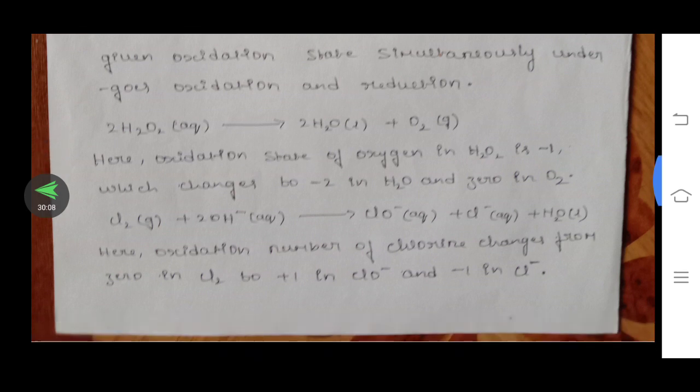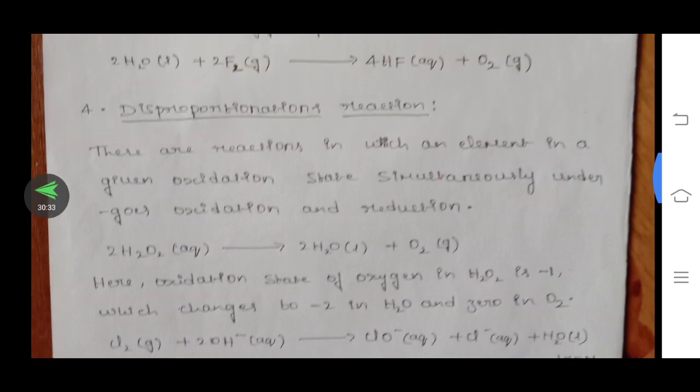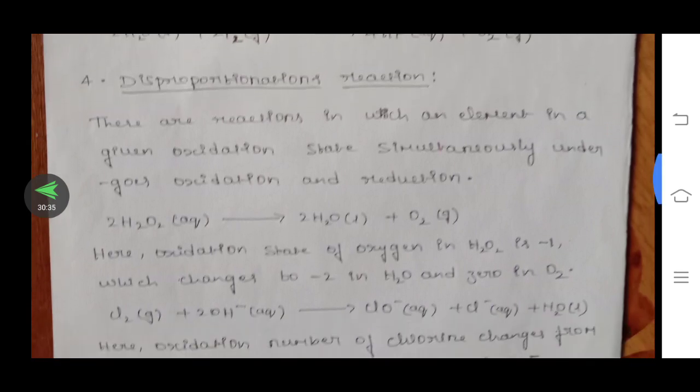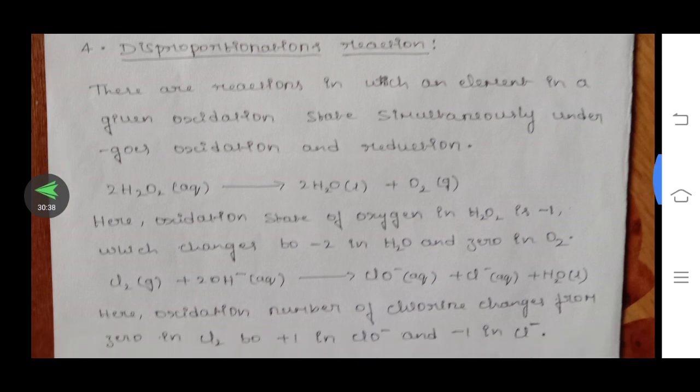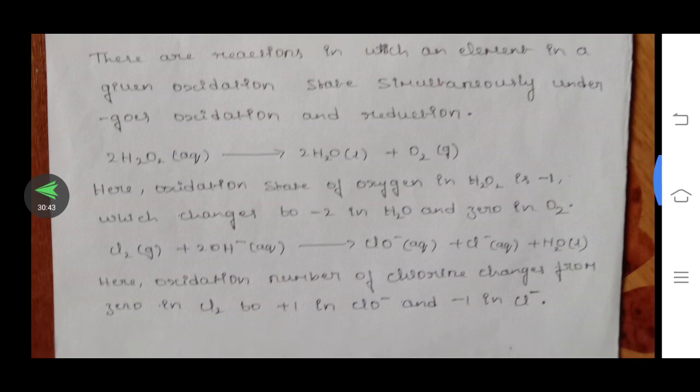Cl2 plus 2OH minus gives ClO minus plus Cl minus plus H2O. Here the oxidation number of chlorine changes from 0 in Cl2 to +1 in ClO minus and -1 in Cl minus. Okay, so this is an important type of redox reaction. At least you have to remember one example for each type of redox reaction. Okay, so we'll continue in the next class.